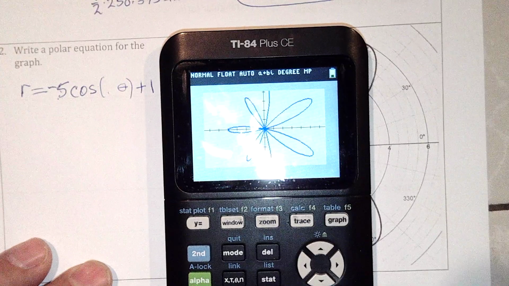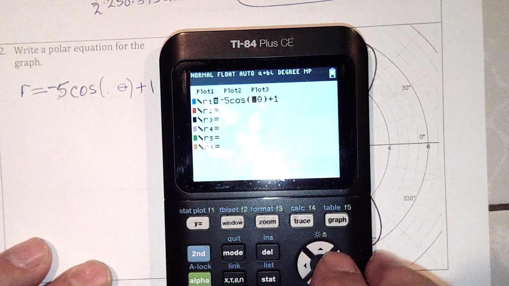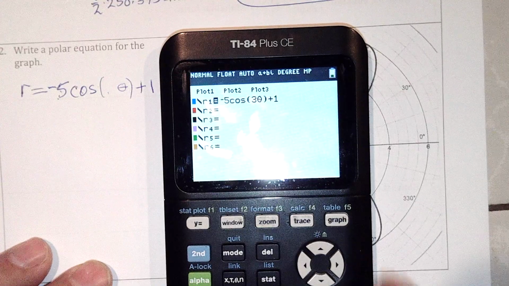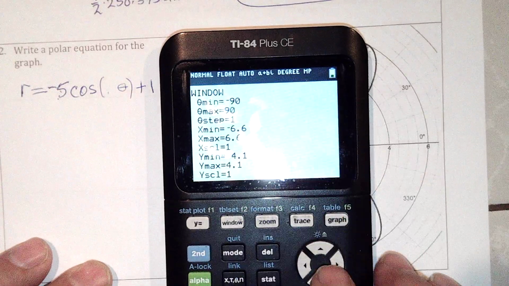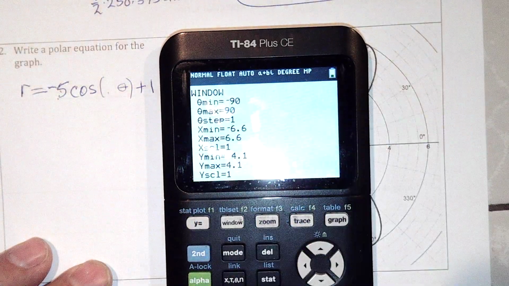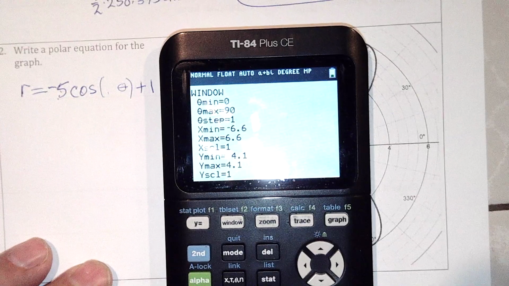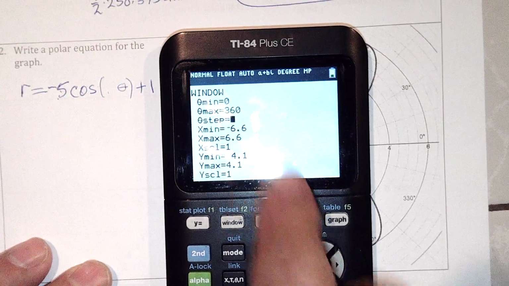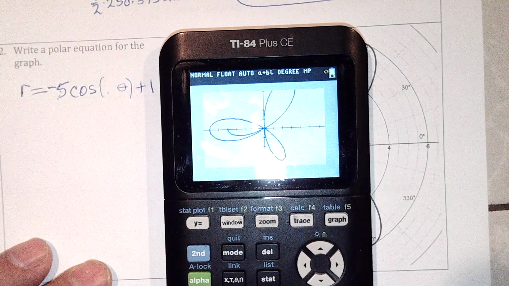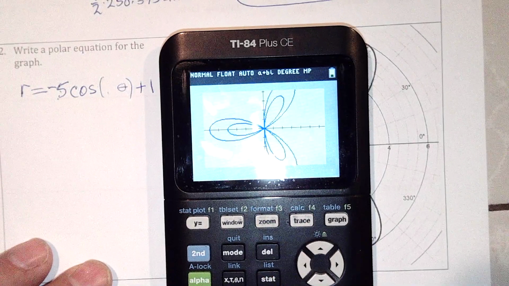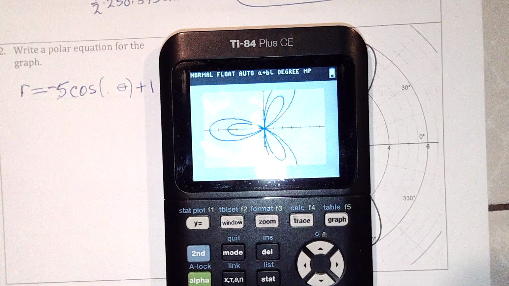It doesn't look quite right. I'm going to go back to 3. And my window, I'm not going far enough. I need to go from 0 to 360. Let's graph that. There we go. That looks like it.